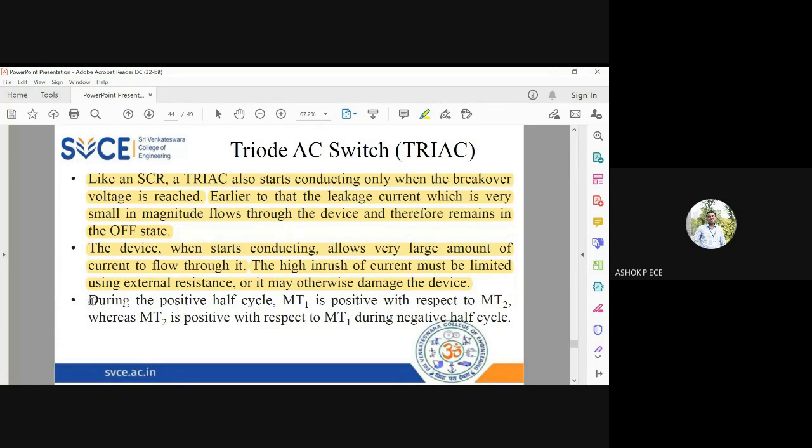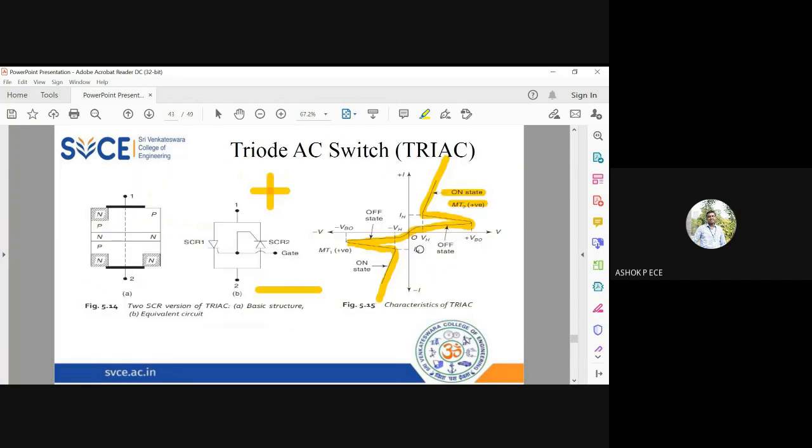During the positive half cycle, MT1 is positive with respect to MT2, whereas in the negative half cycle MT2 is positive with respect to MT1. Because of that, conduction is going to happen in both half cycles. You can see the graph is symmetric in forward bias as well as reverse bias, so it is a symmetrical curve. Which means that MT1 and MT2 are interchangeable. Even if I wrongly use MT2 as MT1 or MT1 as MT2, my device will still work because the two terminals are symmetric.